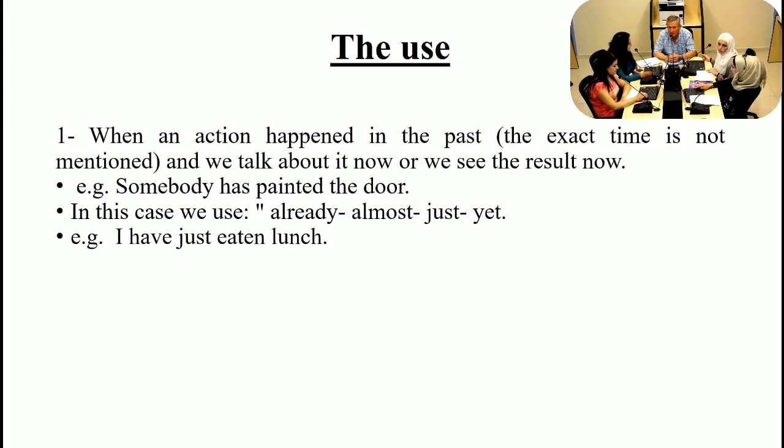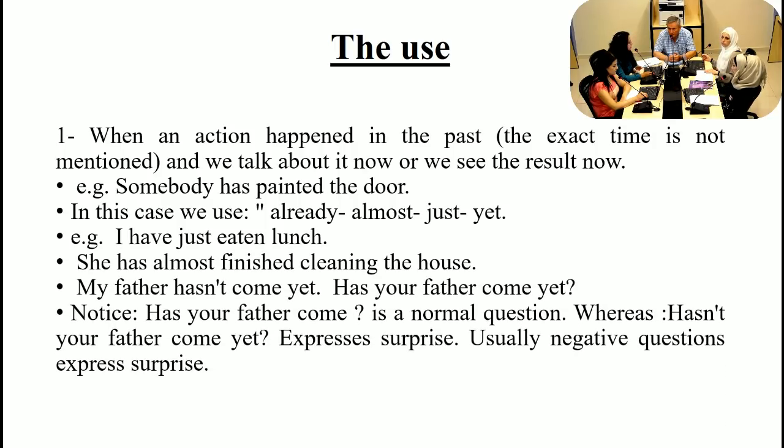Okay, as we've said earlier, when an action happened in the past and the exact time is not mentioned, and we have the result now, we talk about it now or we see the result, we use the present perfect. So it happened in the past, but we don't have a specific time, and we have a result in the present. Example, somebody has painted the door. So the door now is painted. The result is clear, and we don't know the exact time of the painting. In this case, we use words like already, almost, just, and yet. These are keywords to be used with the present perfect.